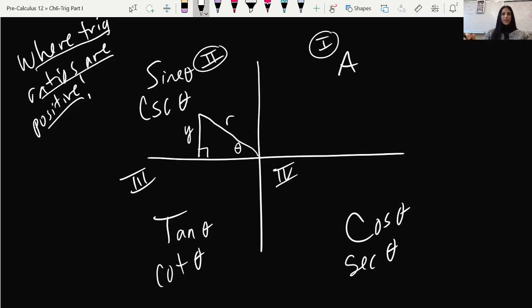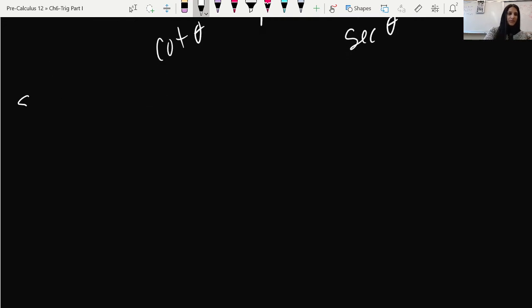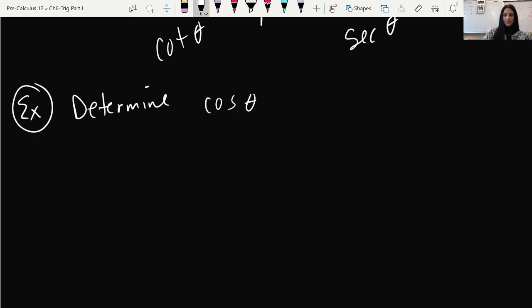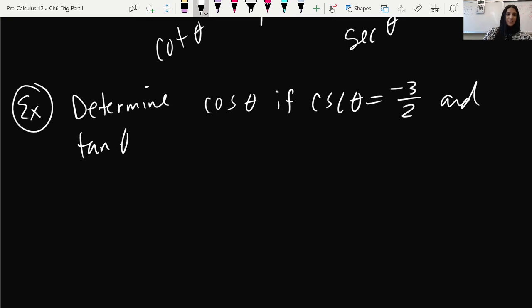Okay, so let's dive into a couple of quick examples so that we can start to make sense of this. Determine cosine theta if cosecant theta equals -3 over 2 and tan theta is less than 0.